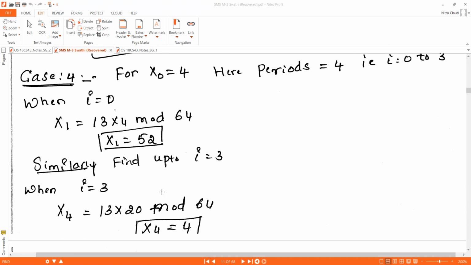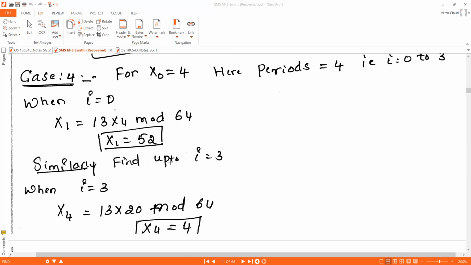Okay, now we'll consider the next case, that is x0 equal to 4. Case 4: they have asked us to consider the seed value as 4 and to calculate the xi values for a period of 4. That means i equal to 0 to i equal to 3, we need to calculate the xi value. When i equal to 0, x1 is equal to a into x0 mod m. The x0 value here is given as 4, the a value is given as 13. 13 into 4 mod 64, we will get 52.